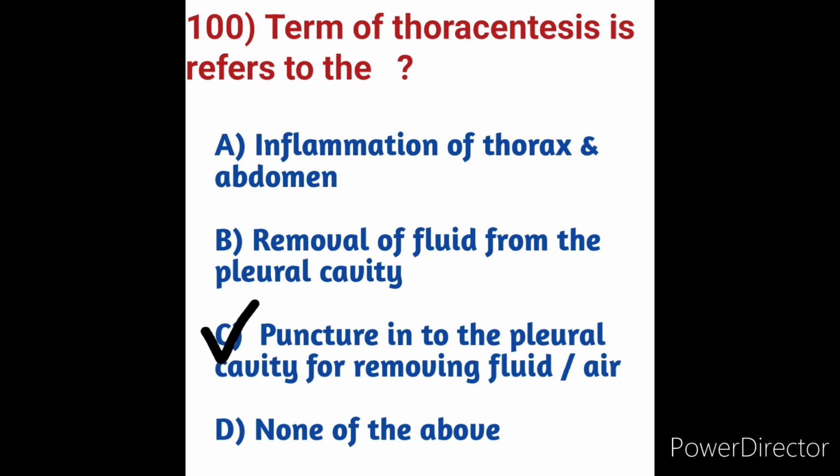What is meant by thoracentesis? The term thoracentesis means removal of fluid from the pleural cavity through a needle inserted between the ribs. So here, puncture into the pleural cavity for removing fluid or air. So here in these options, option C is the correct answer.